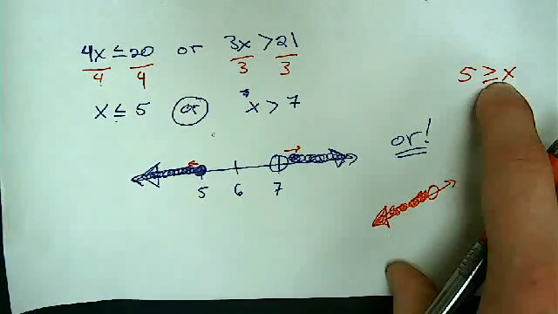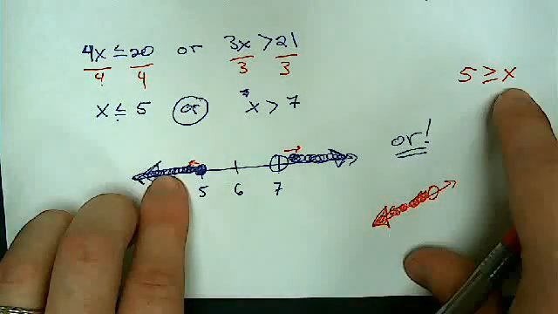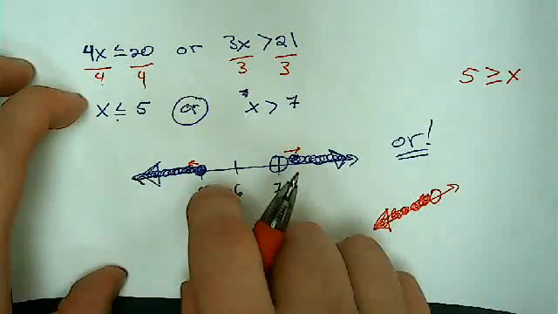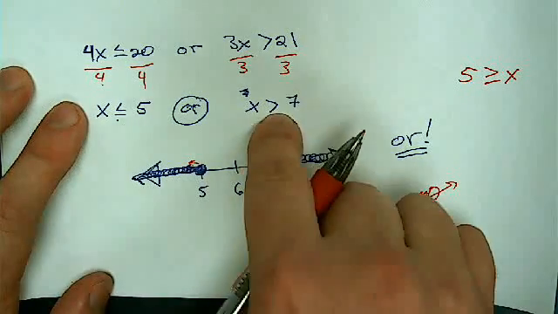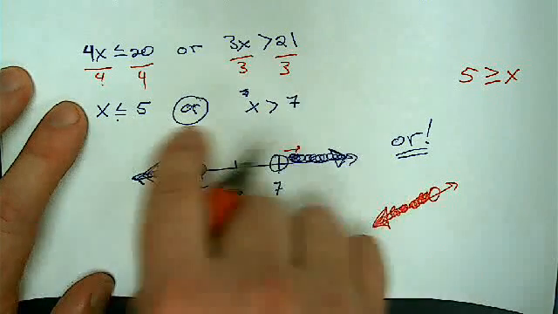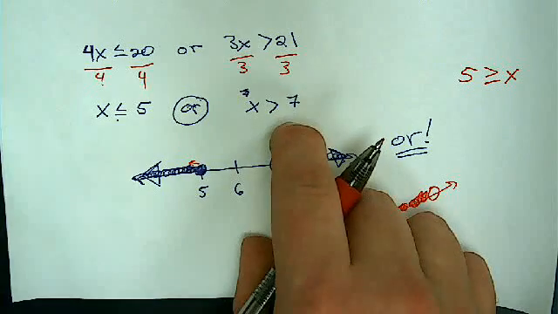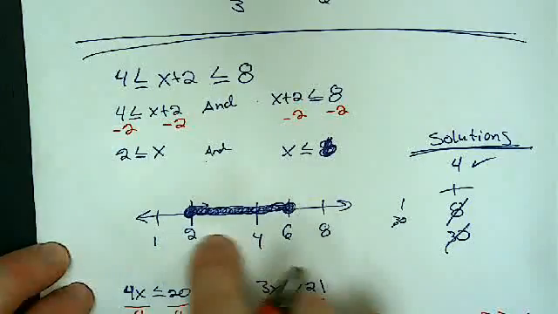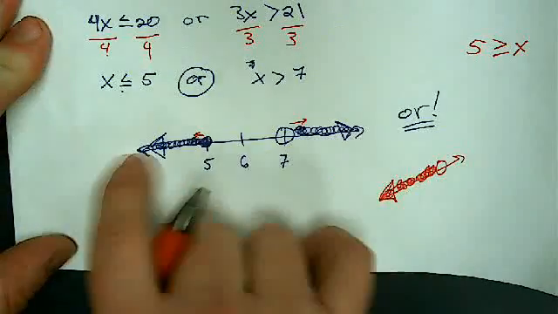Or, yes. If it's or, it will almost always look like that. With the word or, both count. Any number that makes this true counts, and any number that makes that true counts, because it's the word or connecting them. What's that? Well, no, because on the word and, we only shade where it overlaps each other. On or, we shade everything. Remember, on and, we shaded the part in the middle. With or, we have that gap in the middle, and we shade the parts that are true.